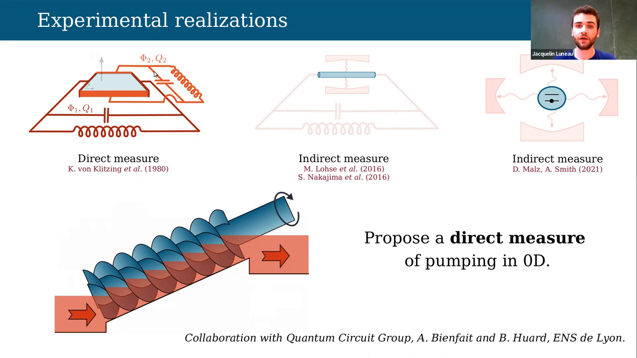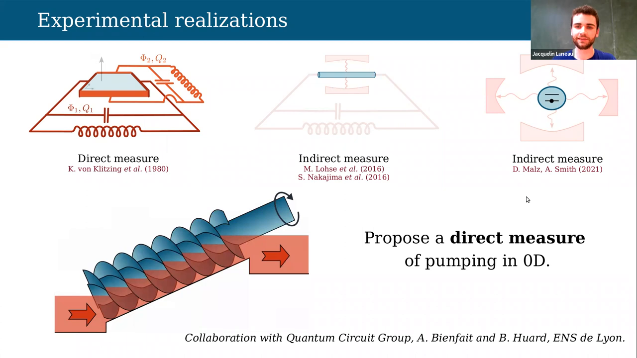But in the case of the Thouless pump or the frequency conversion, what was measured was always an indirect measure of pumping, because what was measured is the dynamics of the quantum system. So the dynamics of the rotating screw and not the dynamics of the slow environment. So what we did is to propose an experimental realization of the zero-dimensional topological pump, where we can measure the pumping directly by directly measuring the power transfer.